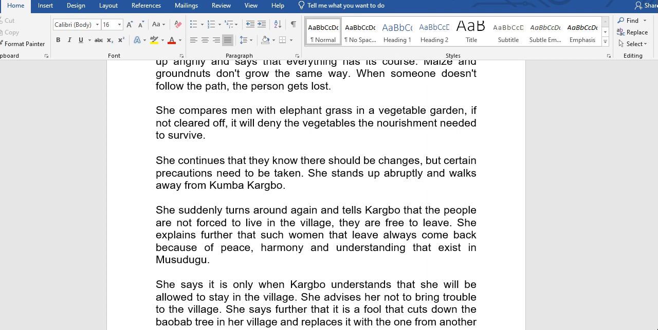She compares men with elephant grass in a vegetable garden. If not cleared off, it will deny the vegetables the nourishment needed to survive. That is, they have taken men as their enemy here. She continues that they know there should be changes, but certain precautions need to be taken.